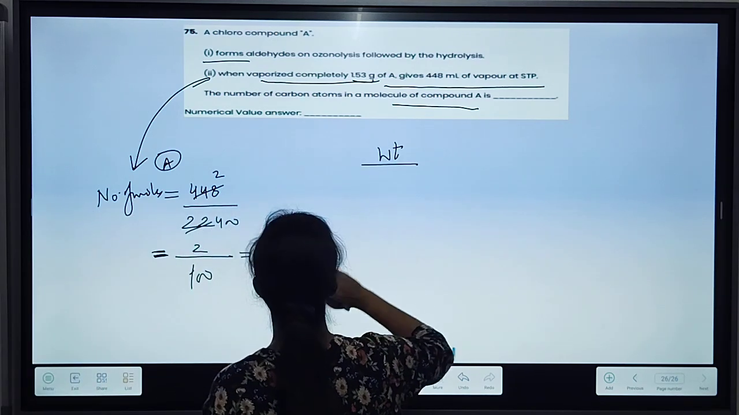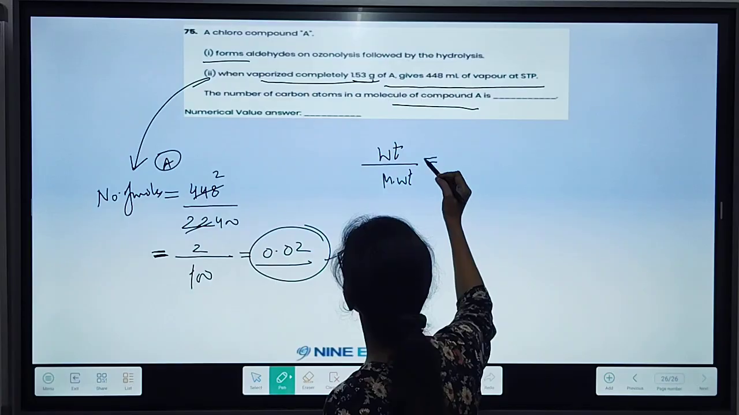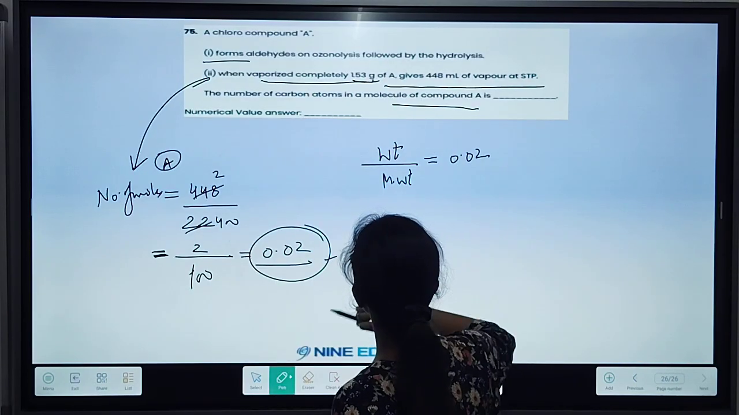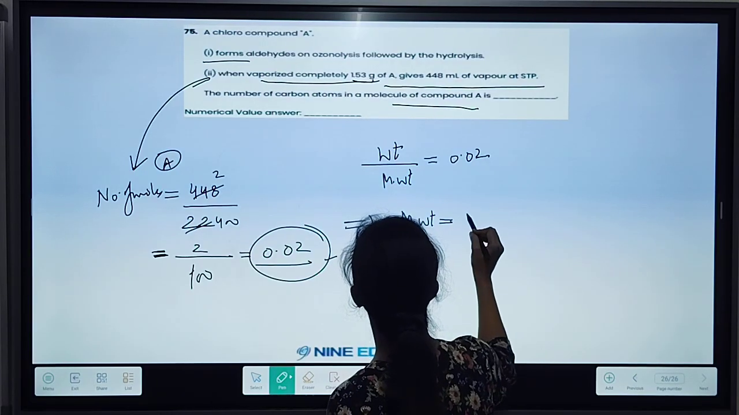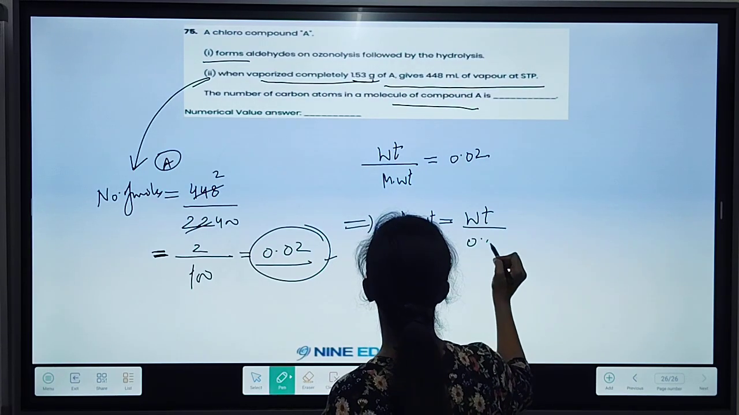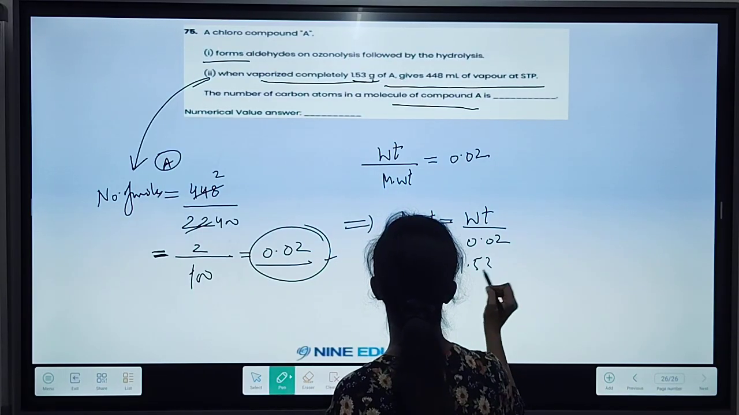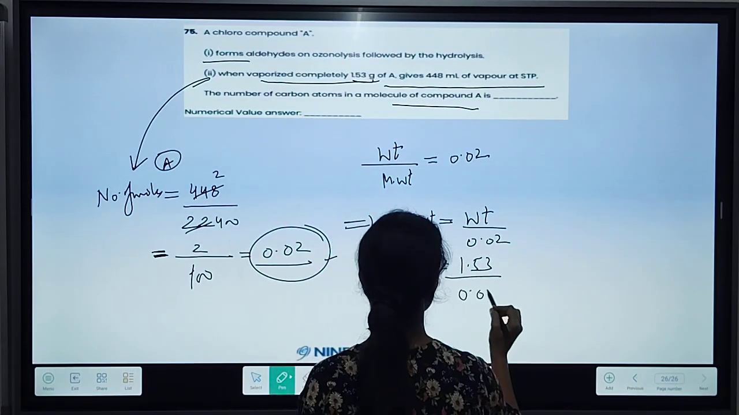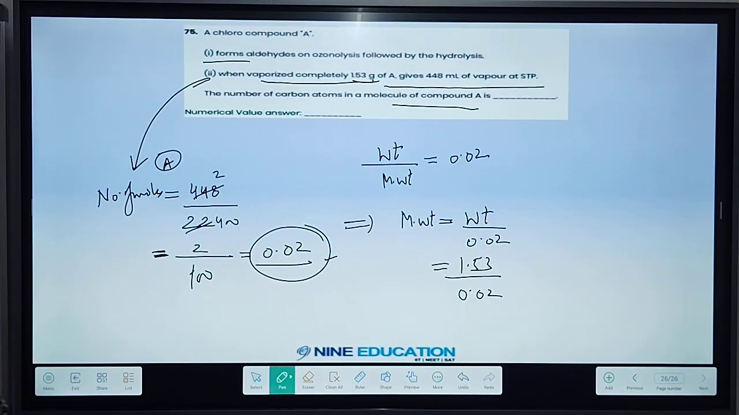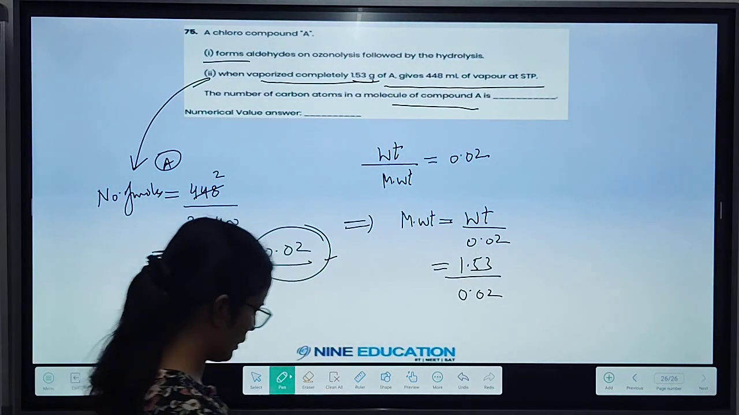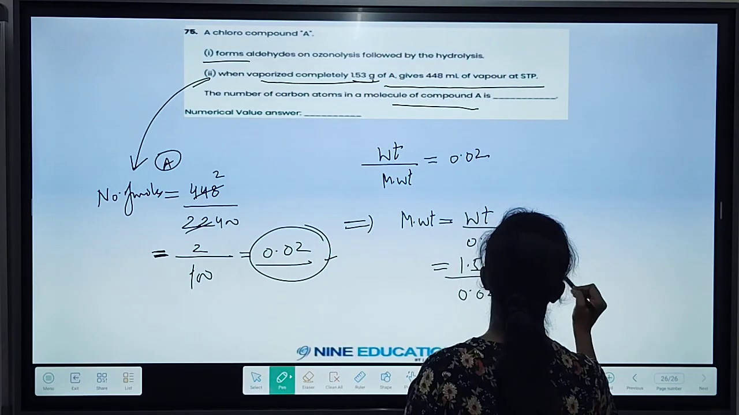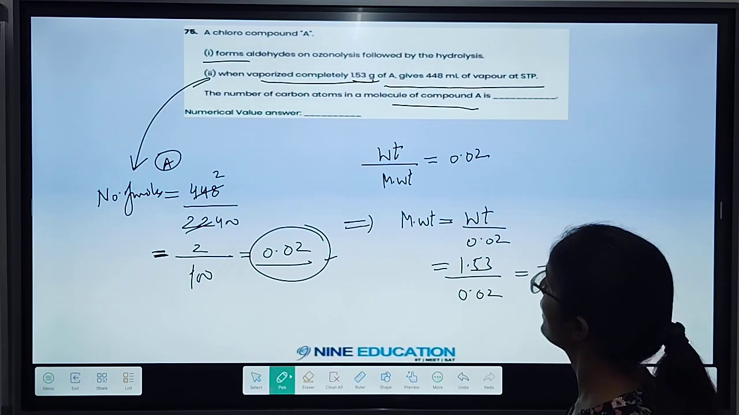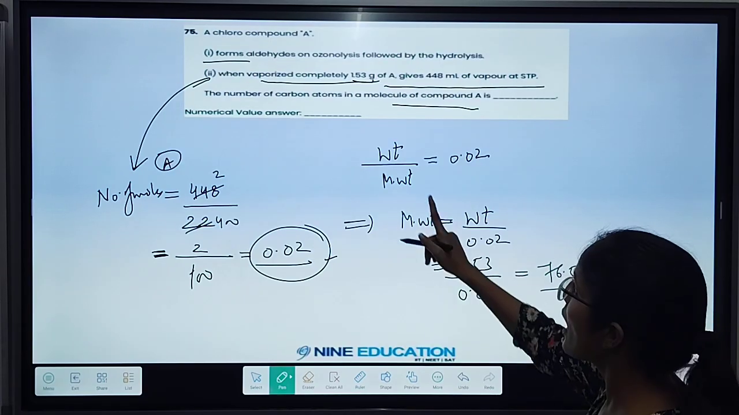We can easily find out the molecular weight. Weight upon molecular weight is simply the number of moles. Number of moles means 0.02. Weight we already have, so molecular weight will be given as weight divided by 0.02. So here we'll have 1.53 divided by 0.02. When we solve this, let me do it quickly, it comes to 76.5.